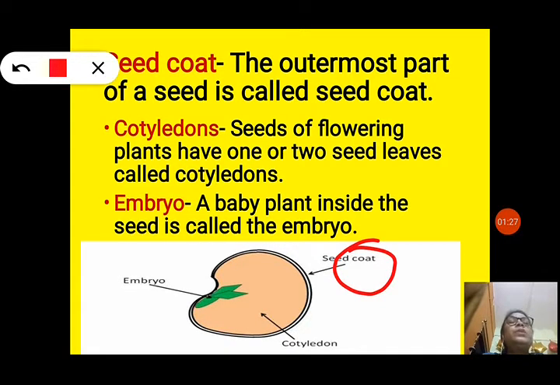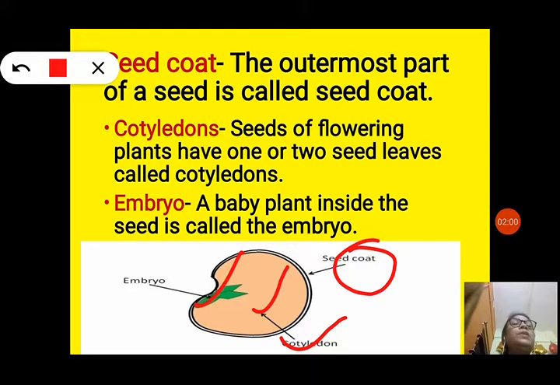Now next you will see cotyledons. Inside the seed coat there are cotyledons. These are also called seed leaves. Seeds of the flowering plants have one or two seed leaves called cotyledons, and these cotyledons supply food for the baby plant to grow. You can see here cotyledon. Now next, embryo. The baby plant inside the seed is called embryo. You can see embryo that is growing. New baby plant grows from this embryo.